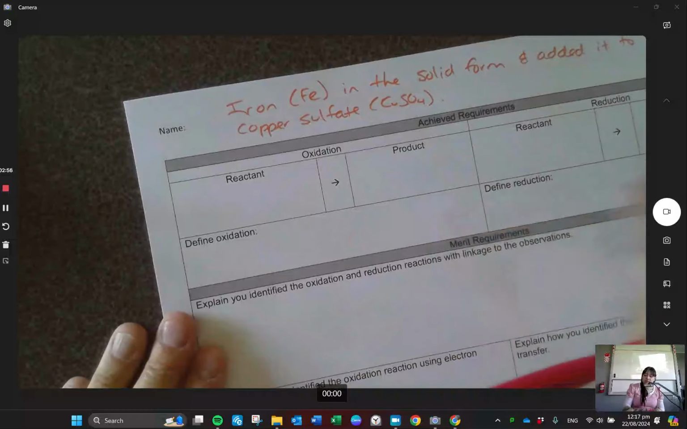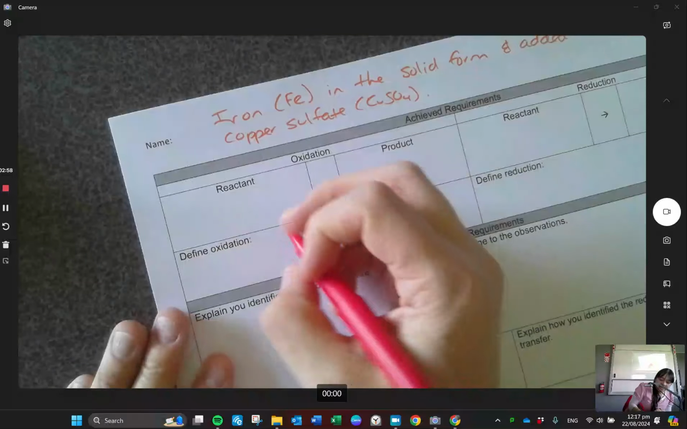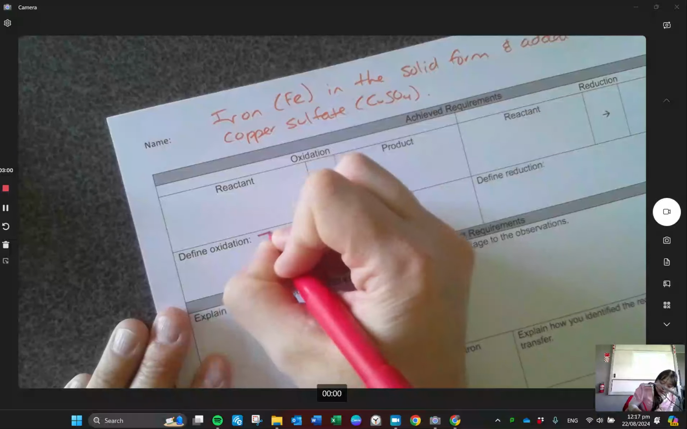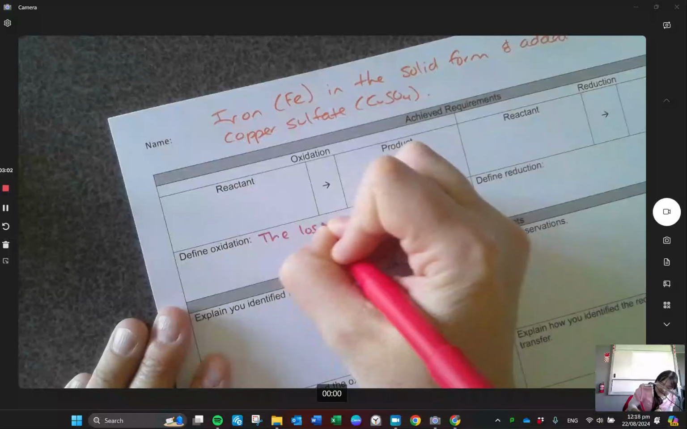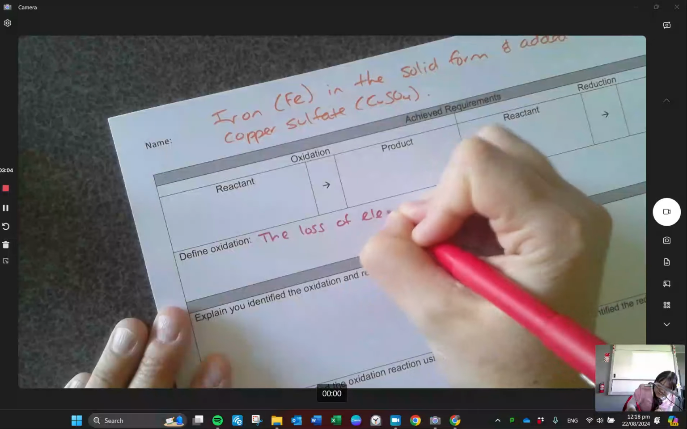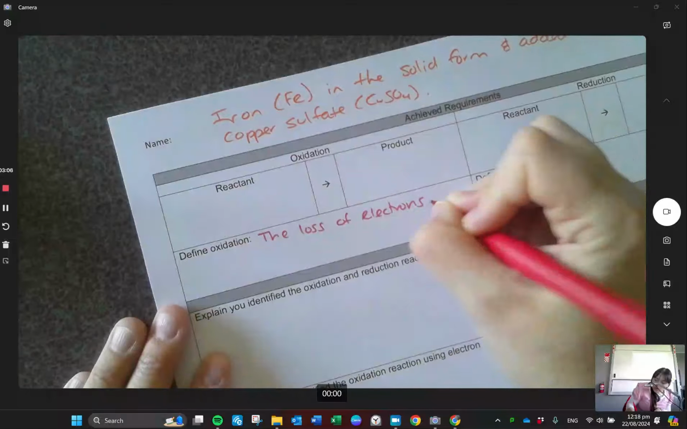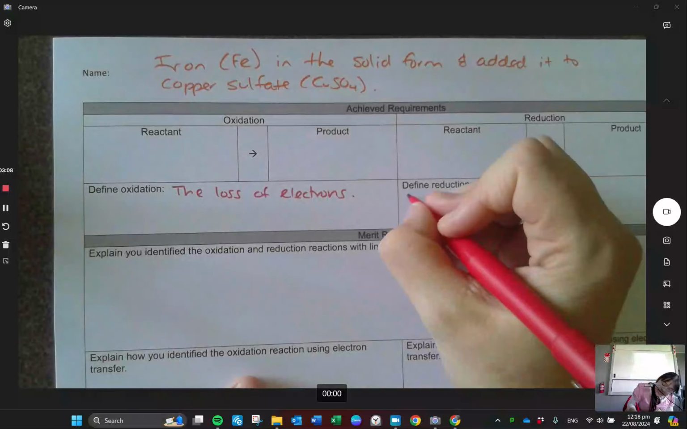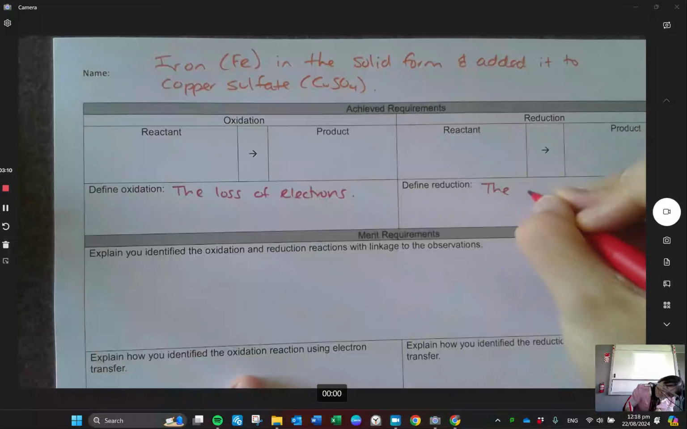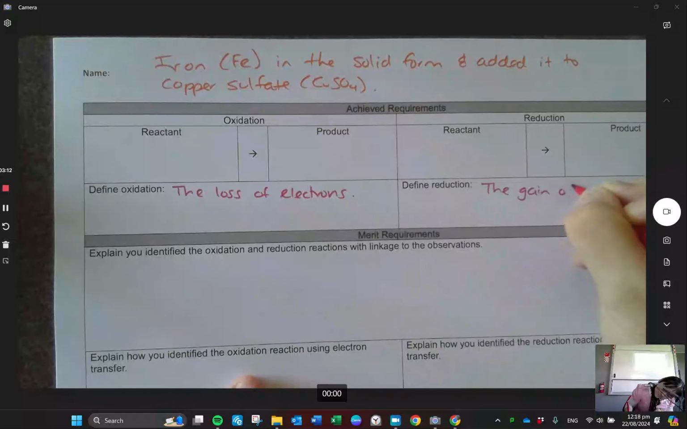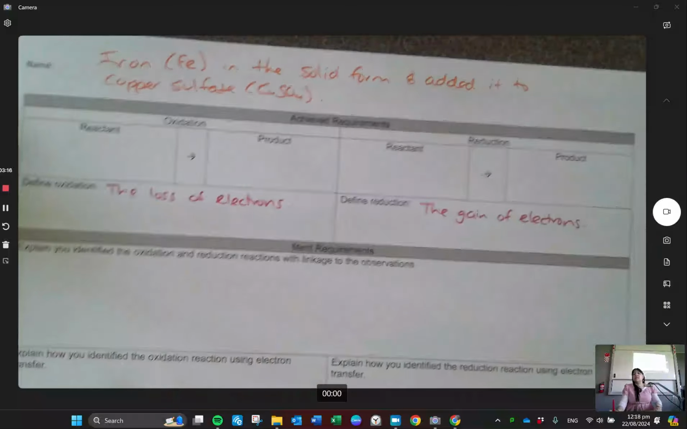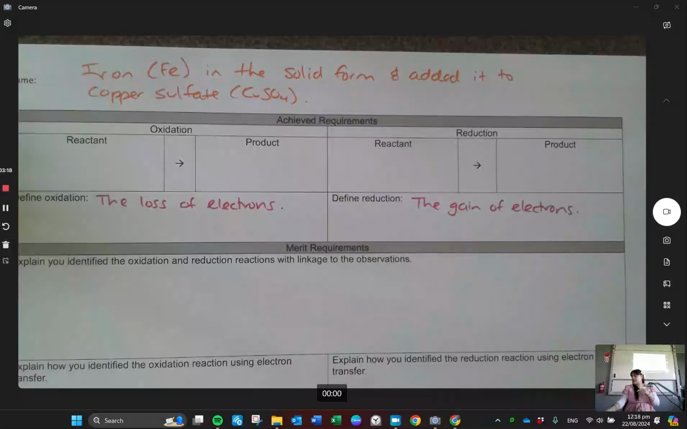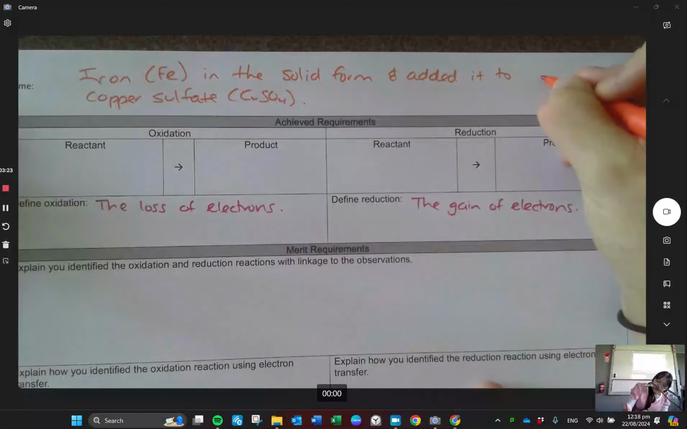So first thing I need you guys to do for definitions, define oxidation. Oxidation is the loss of electrons, whereas reduction is the gain of electrons. So something for you guys to memorize. There are some acronyms to help you remember that. The first one is OIL RIG.